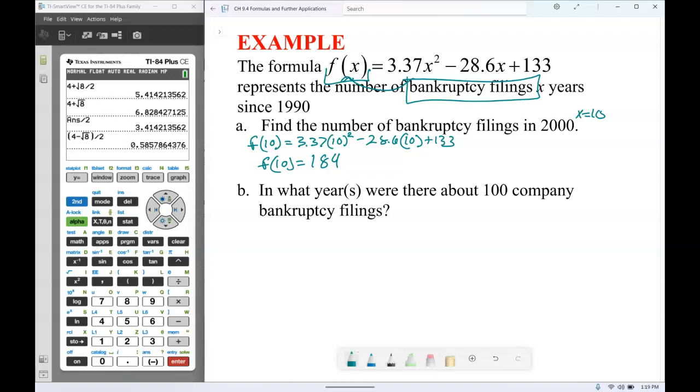In what years were there about 100 company bankruptcy filings? What am I solving for? So what is 100 then? Which is what part of my equation? f of x. Okay. Now what? Yep. Set it equal to 0.